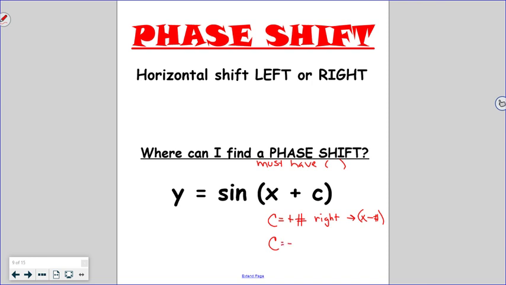Your C value is a negative number. That means we would move left. But in the equation, it would look like plus that number. It's always opposite, just like it was first semester. If we added inside, we moved left. If we subtracted inside, we moved right.